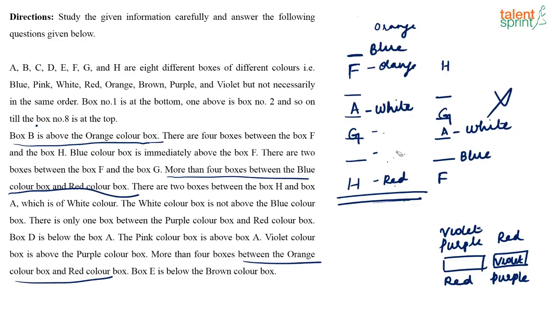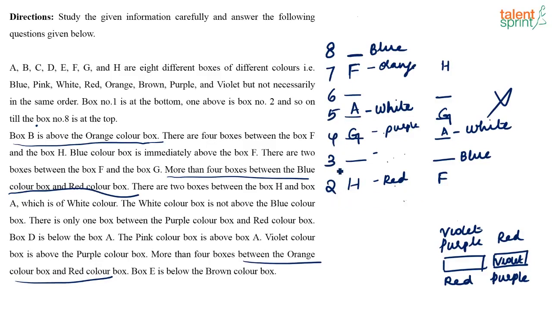Okay. Similarly, if I place red here, then purple will be here, but then I will not be able to place the other one, right? Box E is below the brown box. That condition will not be satisfied. So basically what you get here is that this orange cannot be here, it definitely has to be here. So what does that mean? That means that blue is box number 8, right? 8, 7, 6, 5, 4, 3, 2, and there is going to be one box below H. So this is the way the boxes are going to be arranged.